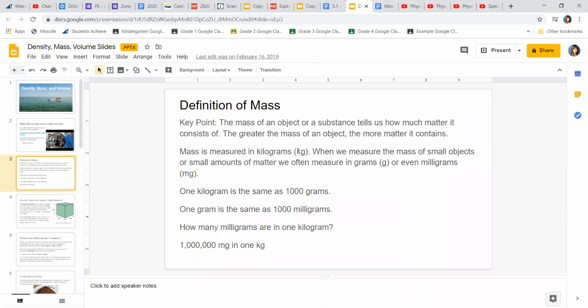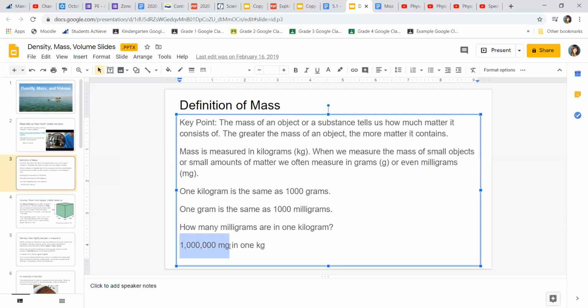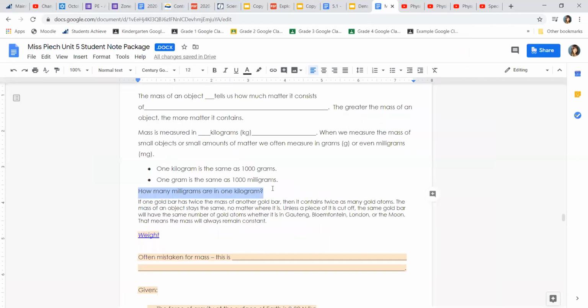So going back here, the answer's right here. I forgot about that. All right, so we have 1 million milligrams in 1 kilogram. I'll just go ahead and put it over here. You don't have to write this down, but 1 million milligrams is how many are in 1 kilogram.